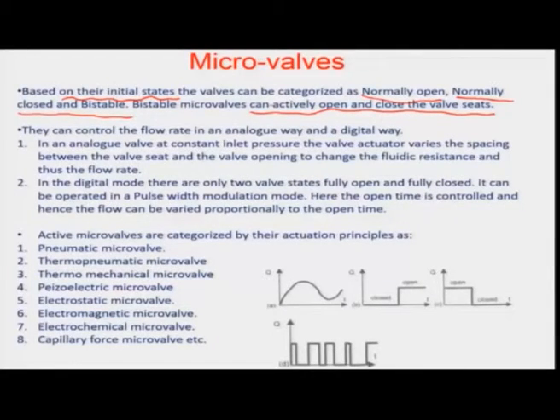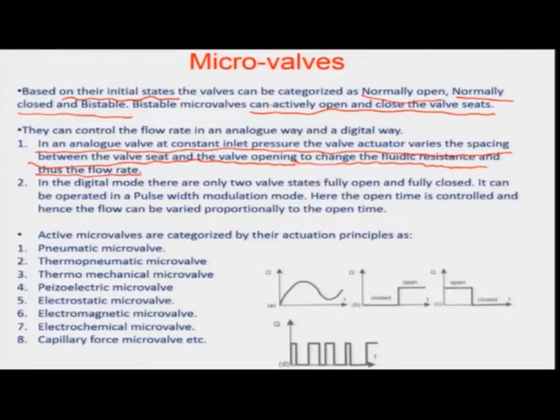So in an analog valve at constant inlet pressure, the valve actuator varies the spacing between the valve seat and the valve opening in a continuous manner to change the resistance to the fluid flow, and thus the flow rate droops down in a gradual manner, making this an analog response of the particular valve.